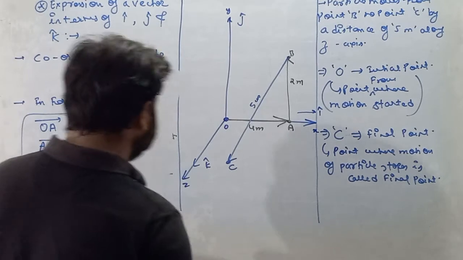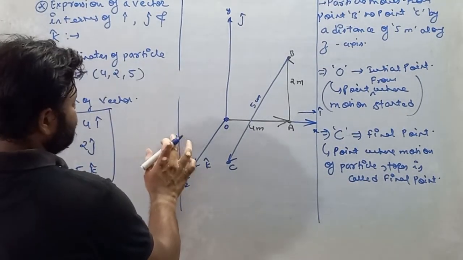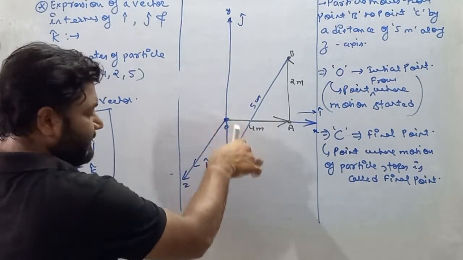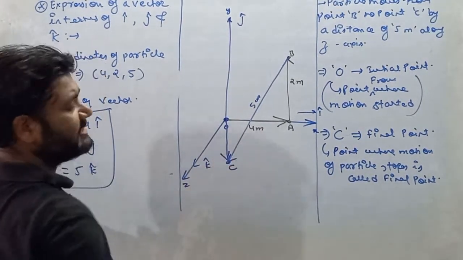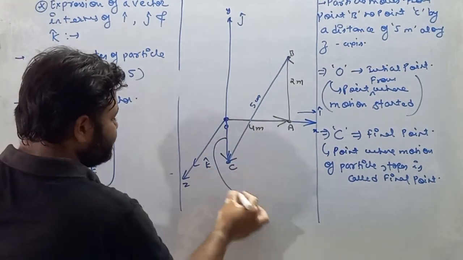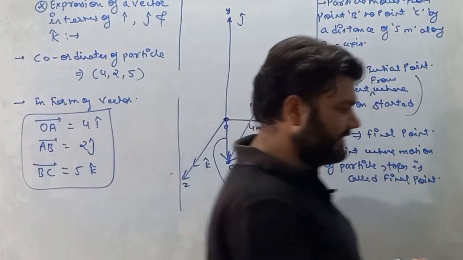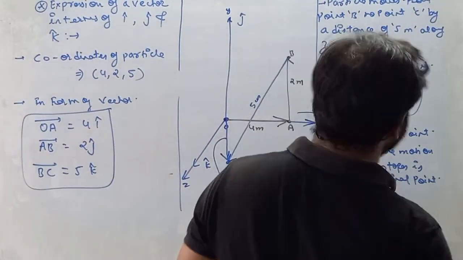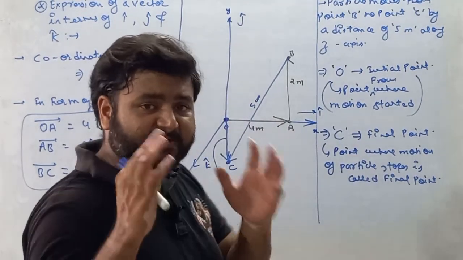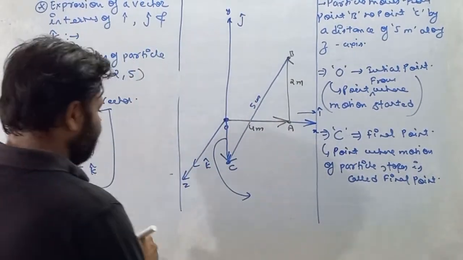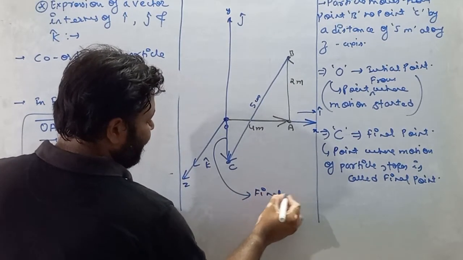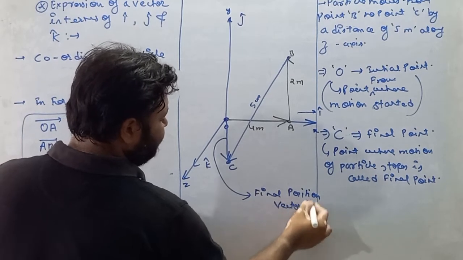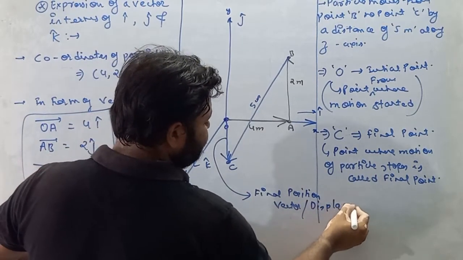Now see my dear student, if I join the initial point and final point with a line and put the direction as well, then this line is basically called the displacement vector. Or we can say final position vector. So I'll write here final position vector, or we can say displacement vector.